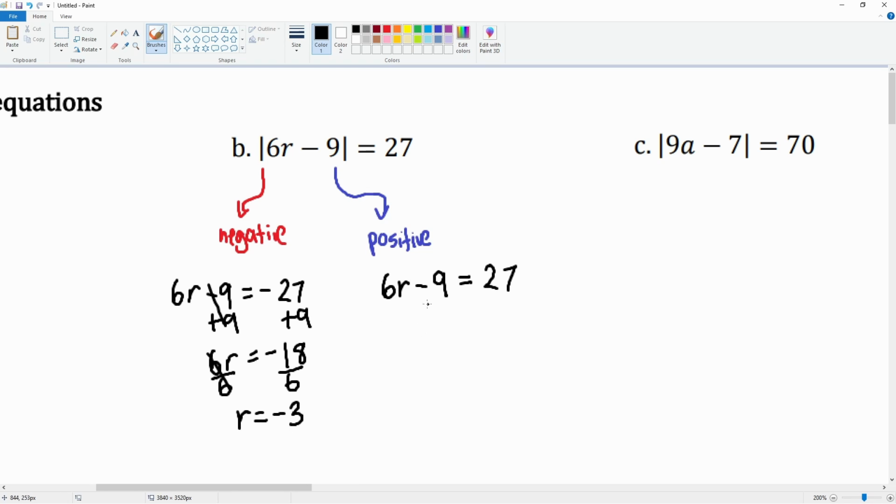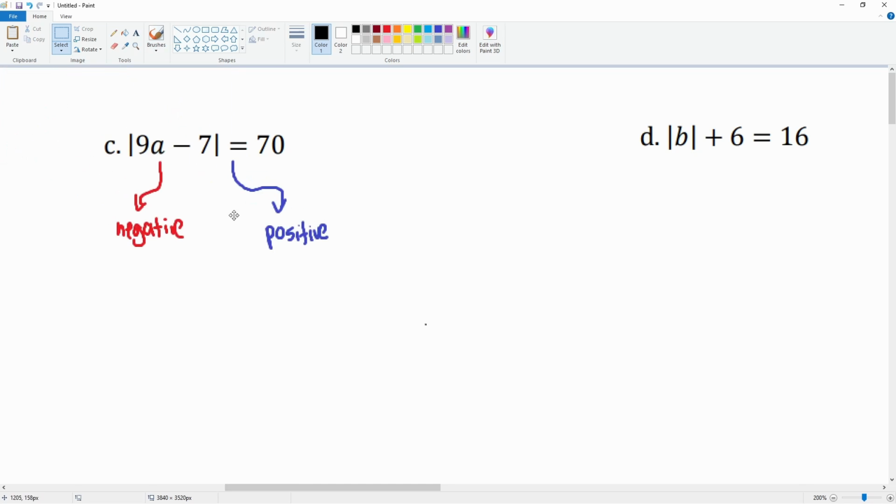The numbers are the same, so the operators are the same. So you're going to add 9 to both sides, giving you 6r equals 36. Divide both sides by 6. This cancels, leaving you with r equals 6. So your two answers here are r equals negative 3 and r equals 6.